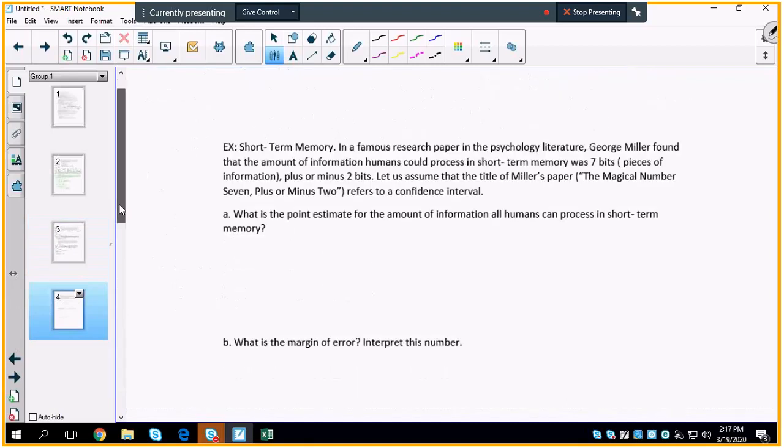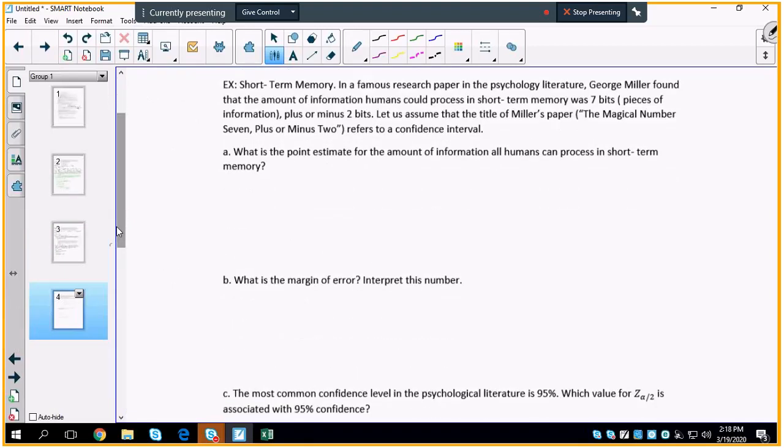So this is a very famous problem. It is about short-term memory. In a famous research paper in the psychology literature, George Miller found the amount of information humans could process in short-term memory was 7 bits of information, plus or minus 2 bits. So this is 7 plus or minus 2. Remember how I write the confidence interval. That is of huge importance in this problem.